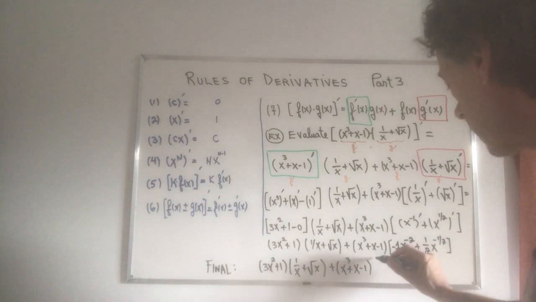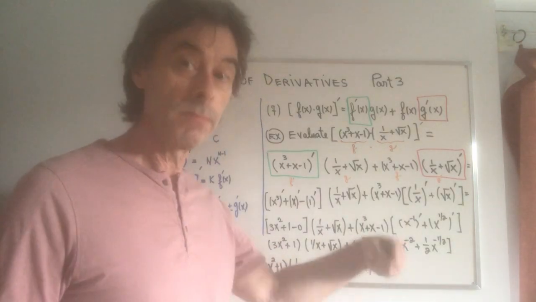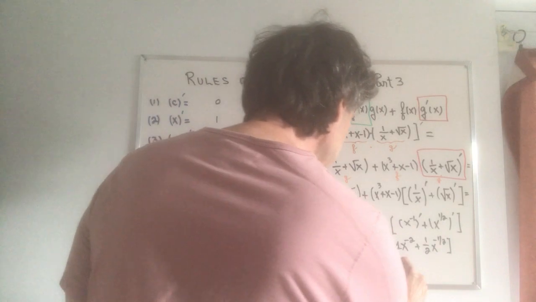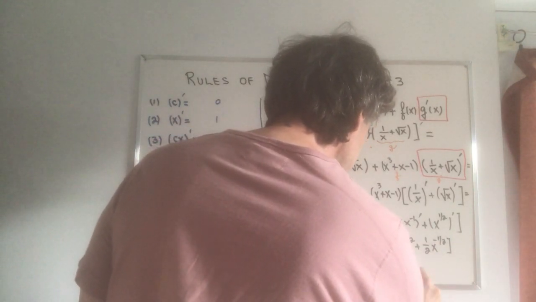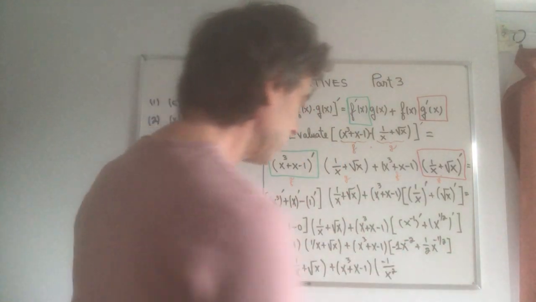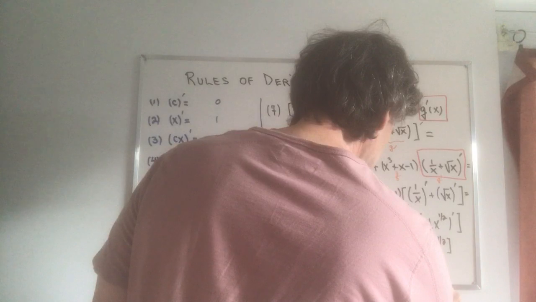So what is that? Can you help me out here? Minus 1, x to the minus 2. What shall I do with the x to the minus 2? Bring it down. So minus 1 over x squared. And I'm going to bring that down to plus 1 over 2x to the 1/2.